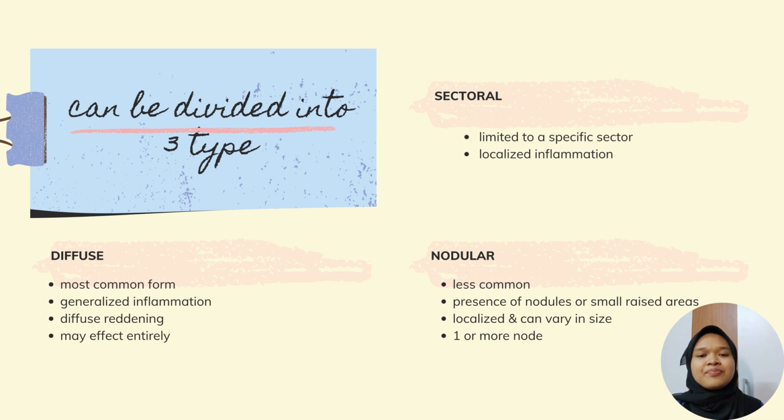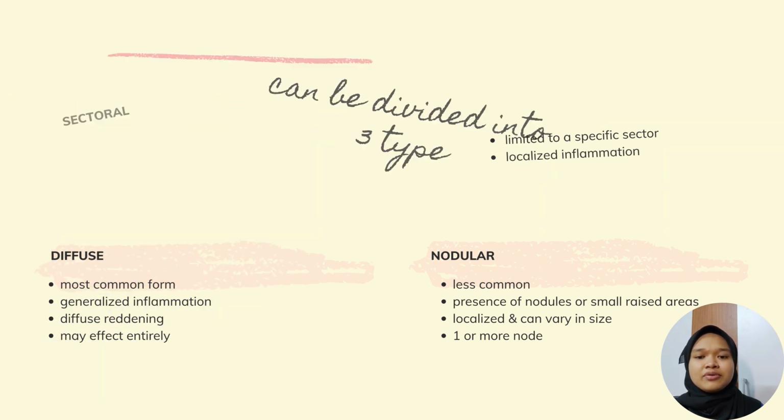Lastly, there is the nodular type. As the name tells us, there are nodes that arise from this layer. This type is less common compared to the diffuse type. It involves the presence of nodes, or small raised areas, from the tissue. It can be localized or vary in size, and more than one nodule may occur.